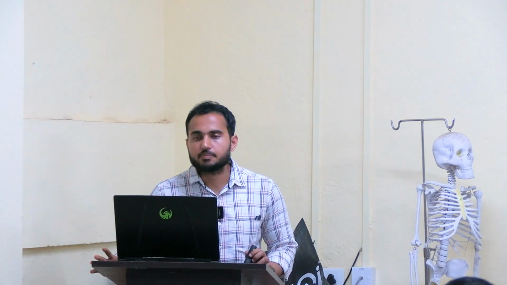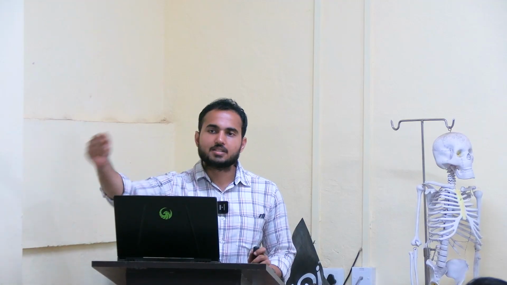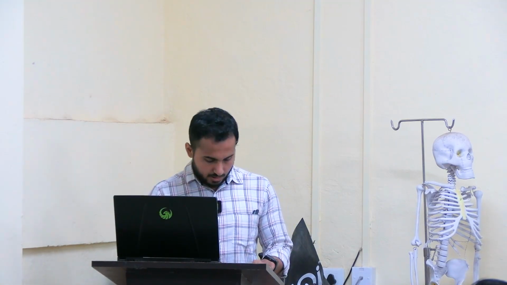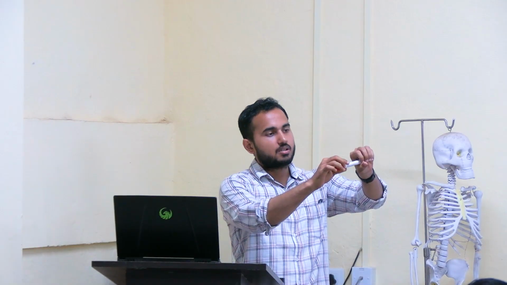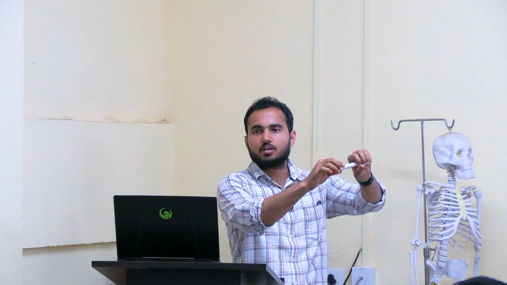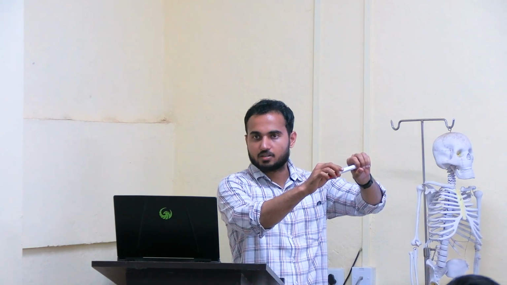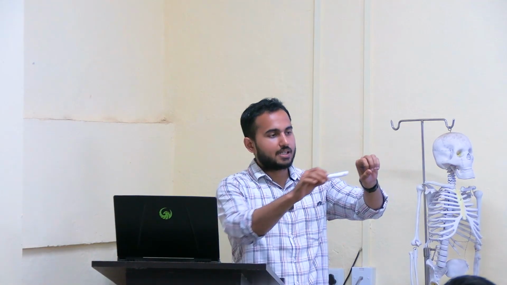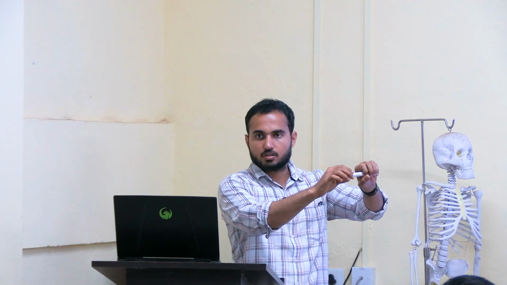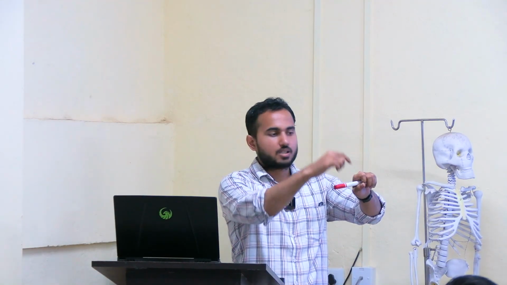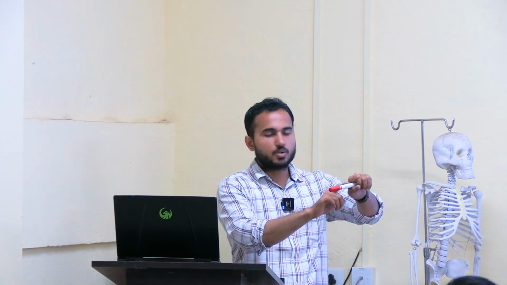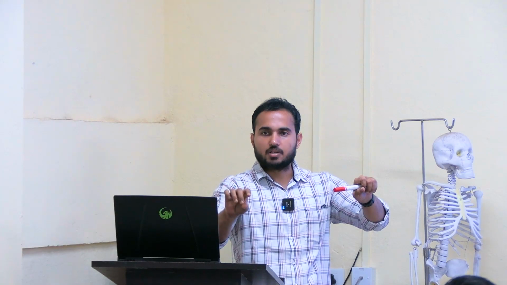Next, another important part is the duct. How is the arrangement? Suppose this is the acini, the duct will go into the center of the lumen of the acinus, like this. Whatever secretions take place from the acinar cells will come into the lumen, from the lumen go into the duct, and from the duct come out.